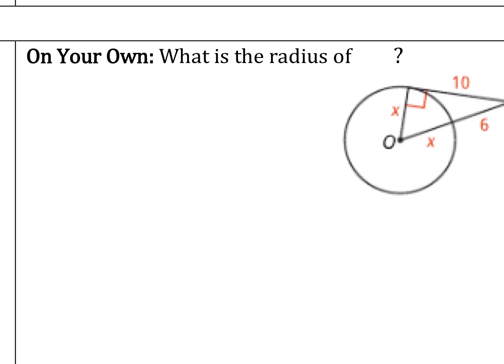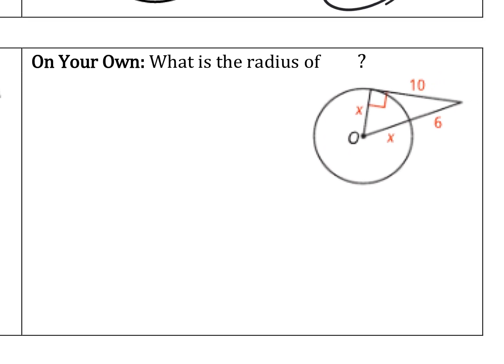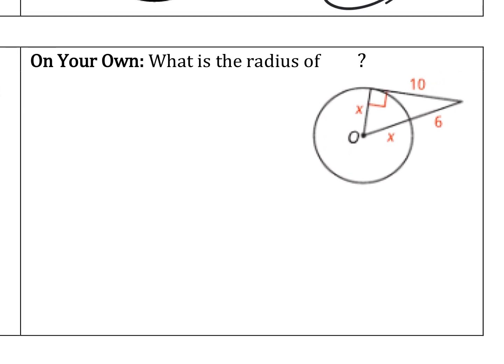Okay, let's look at this one. What is the radius of circle O? Okay, let's put circle O in here. Okay, so first let's label it. This is going to be our A, this is going to be our B, and the whole of this is going to be our C.